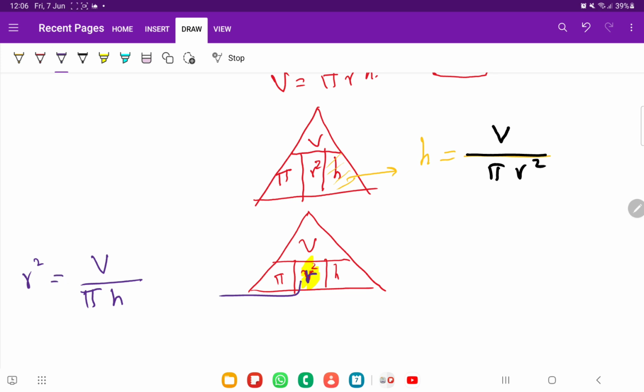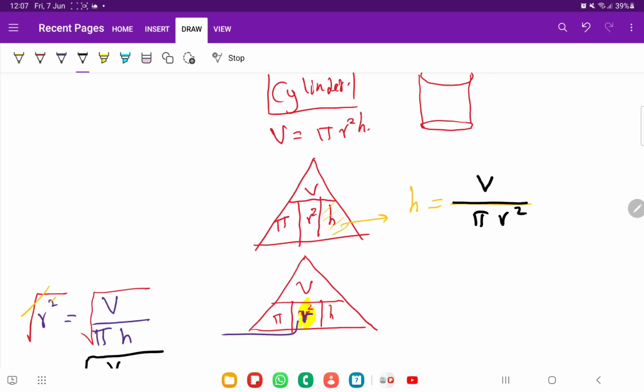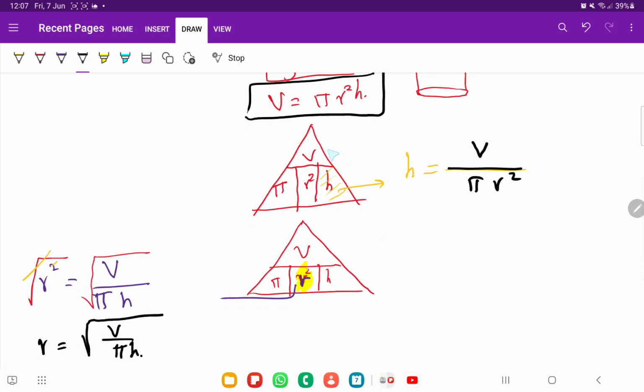So if you want to find the radius, bravo, square root, as we did in the circle, if you remember. Square root left, square root right, to get rid of this power 2. So now the rule is radius equals the square root of volume over pi h. So the only thing I will study before the exam is pi r squared h, and I can conclude the other rules from the magic triangle. Very good.